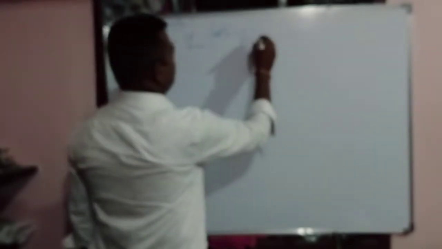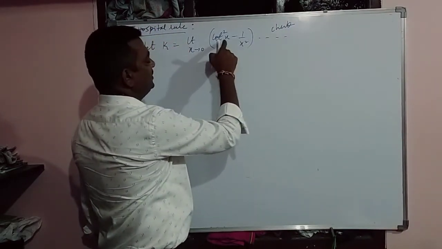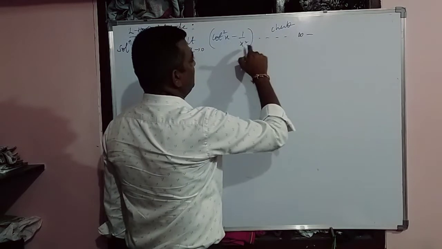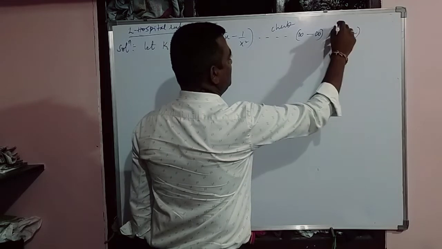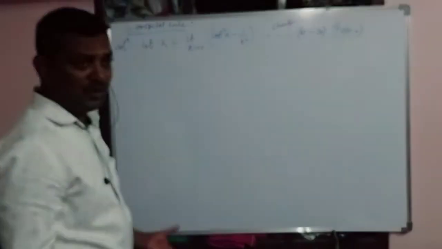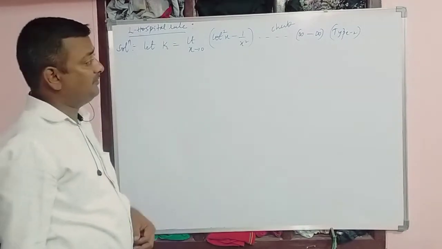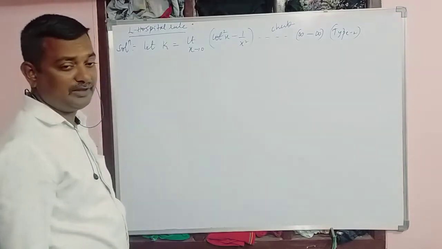Solution. Let k be equal to, first you can check here, as x tends to 0, cot 0. What is cot 0? Tan 0 is 0, cot 0 is 1 by tan 0, which is infinity, minus 1 by 0 is infinity. It's a type 2 example, students. So we cannot apply L'Hospital rule directly for this. We can apply L'Hospital rule only when we get 0 by 0 or infinity by infinity.